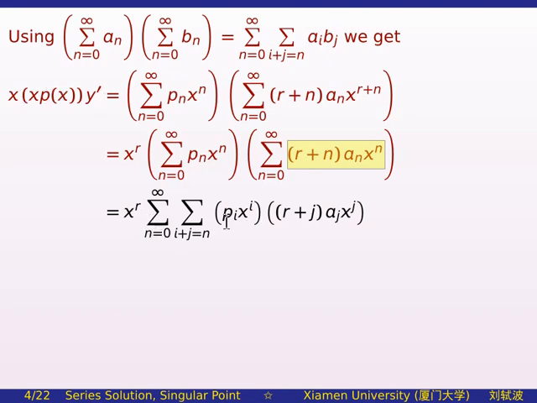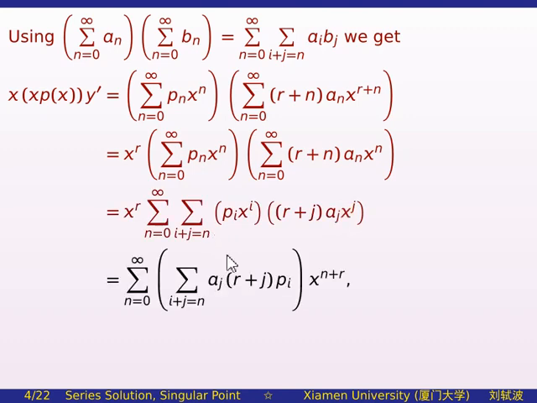But we can combine x^i and x^j as well as the x^r in front of the summation to simplify this expression. x^i times x^j is x^(i+j), but i plus j is n. So the final result is that the nth term is x^(n+r). The coefficient is the sum of a_j (r+j) p_i, summing over all i, j with i plus j equal to n. So this gives us the y prime term in the equation.